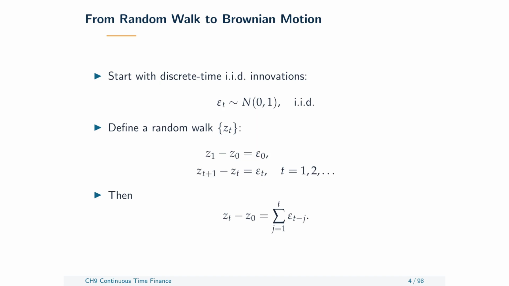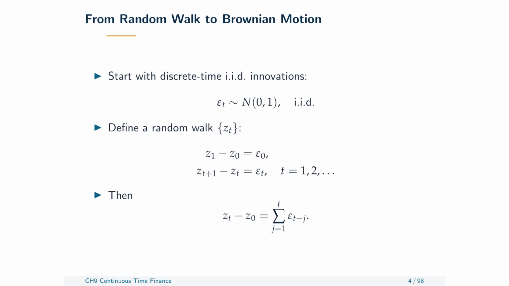Let's build Brownian motion from something familiar, a random walk. Picture a sequence of independent shocks, each a standard normal draw. At each step, our process moves by one shock. So after t steps, its position, measured from where it started, is simply the sum of those shocks. The expected move is 0 because each shock averages to 0. The variance is t because independent variances add, so the standard deviation grows with the square root of elapsed time, not in proportion to time itself.